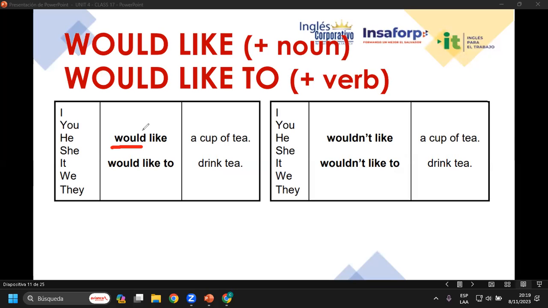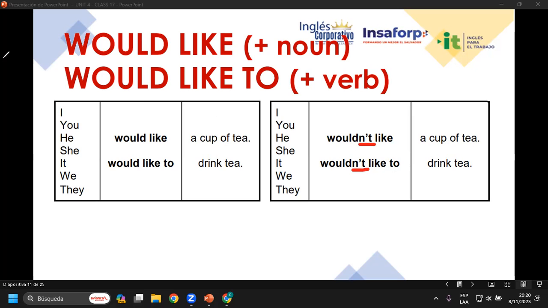Ahora, si es en negativo, necesito un auxiliar. ¿Qué creen ustedes? No, teacher. No, right? ¿Qué es lo único que tengo que hacer si es en negative? Not, agregar not. Exactly. Hay que agregarle la palabra not. Así de simple. Por ejemplo, I wouldn't like a cup of tea. Y si es un verbo, I wouldn't like to drink tea.